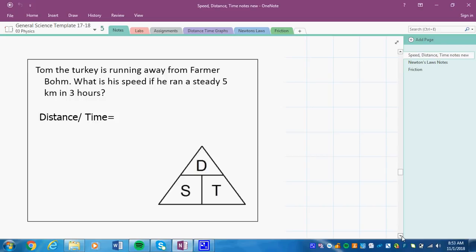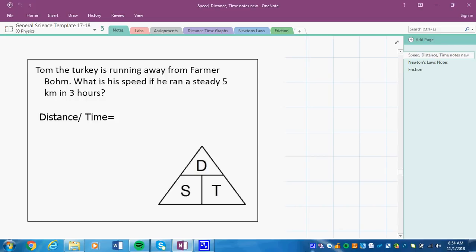But we have Tom the turkey, very appropriate for our Thanksgiving dinner coming up. Tom the turkey is running away from Farmer Baum. Don't tell Mr. Baum I put him in here, but he's in here. What is the speed if he ran steady at 5 kilometers in 3 hours? 5 kilometers in 3 hours.